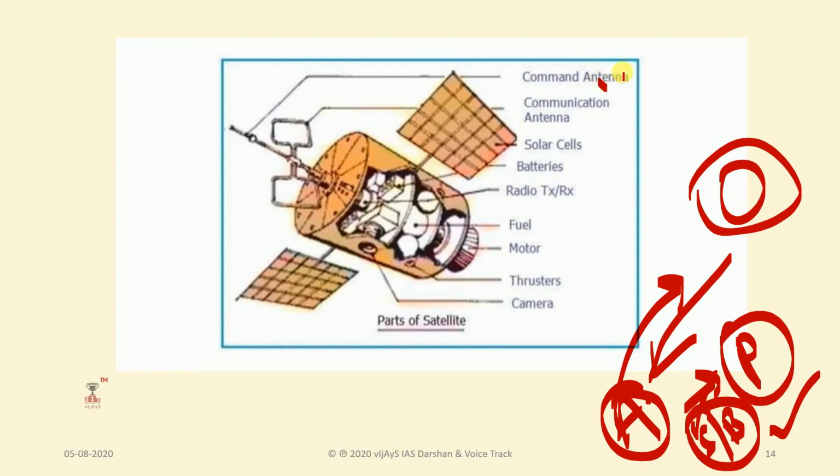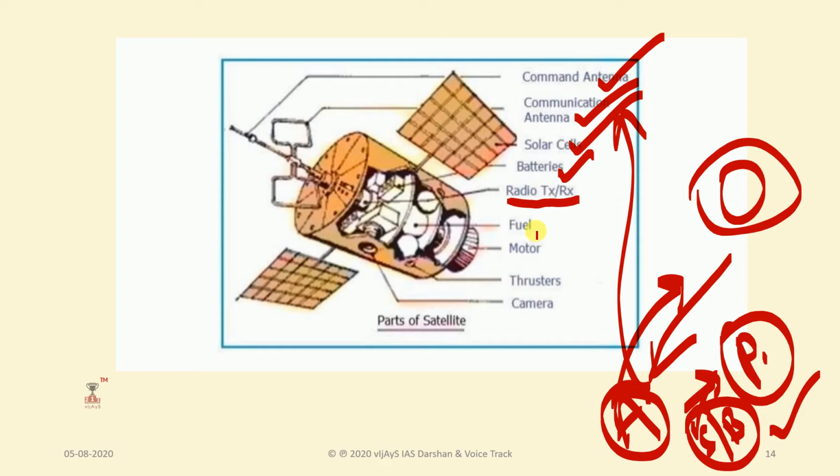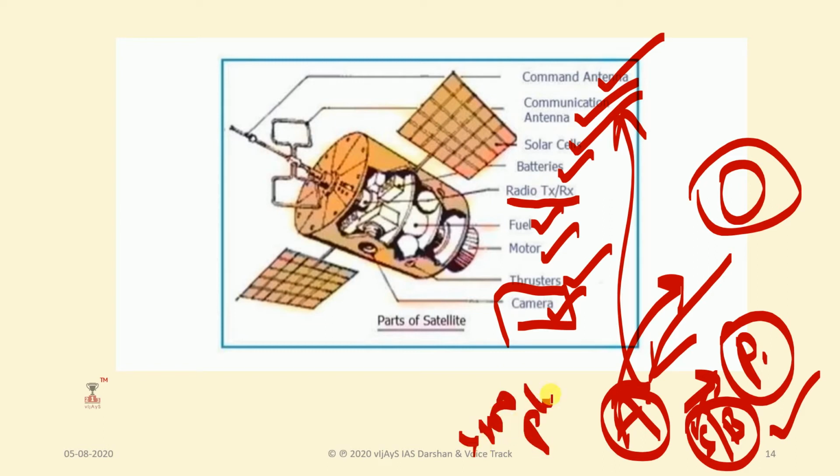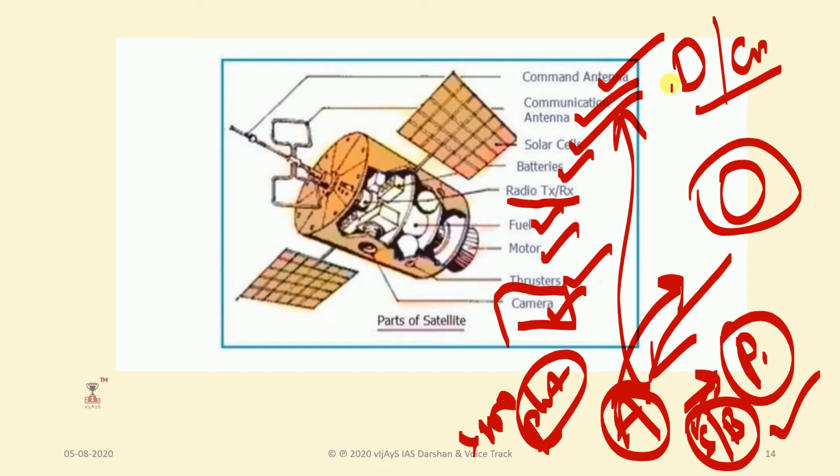If you see, a command antenna and a communication antenna are the antenna parts, and in case of power, solar cells and batteries are there. Inside, there is a radio TX RX, fuel, motor, thrusters, and a camera. These are the parts of the satellites. With the camera, it can take hundreds to thousands of photos of space and send them to the earth. Downlink antennas and command control antennas will be there. This is the complete satellite structure.